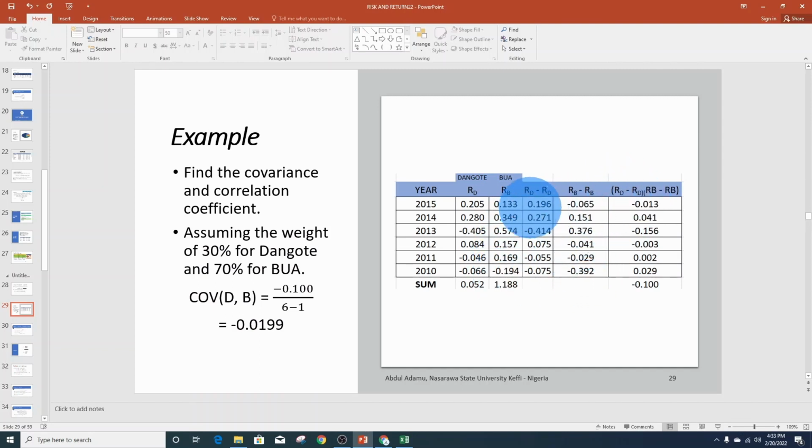Then you multiply this by this to get this value. When you sum them together, you have minus 0.100. Then you divide it by n minus 1 degrees of freedom. Our n is 6, so 6 minus 1. So our covariance is minus 0.0199. This means there is a negative relationship between Dangote and BUA. As the return for Dangote increases, the return for BUA decreases. As the return for BUA increases, the return for Dangote also decreases.